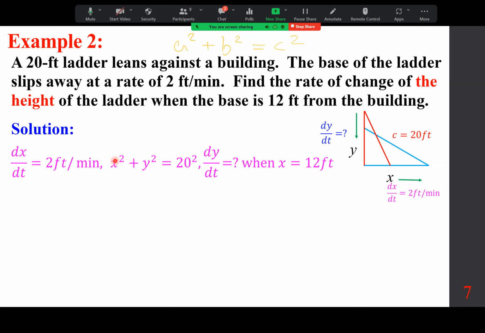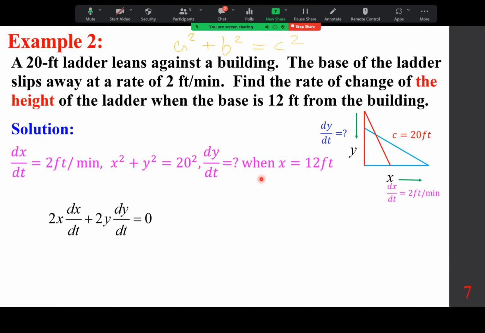Here's the relationship, x squared plus y squared equals 20 squared. And we are going to differentiate both sides with respect to t. This becomes 2x dx/dt. It's important to know the derivative of x is no longer 1 because the independent variable is t. 2x dx/dt plus 2y dy/dt equals 400, 20 squared or 400 or any other number, the derivative is 0. And as you can see, we have everything here to plug in with the exception of y.